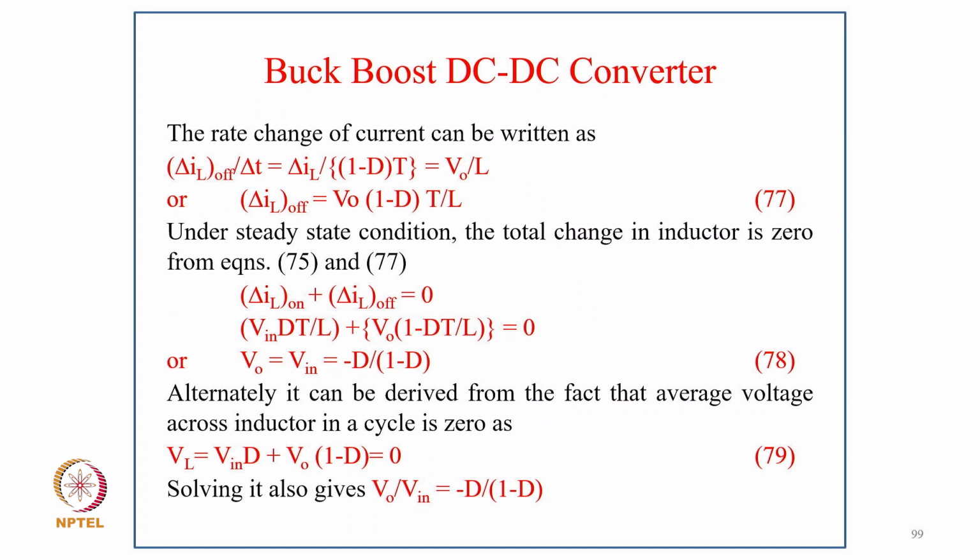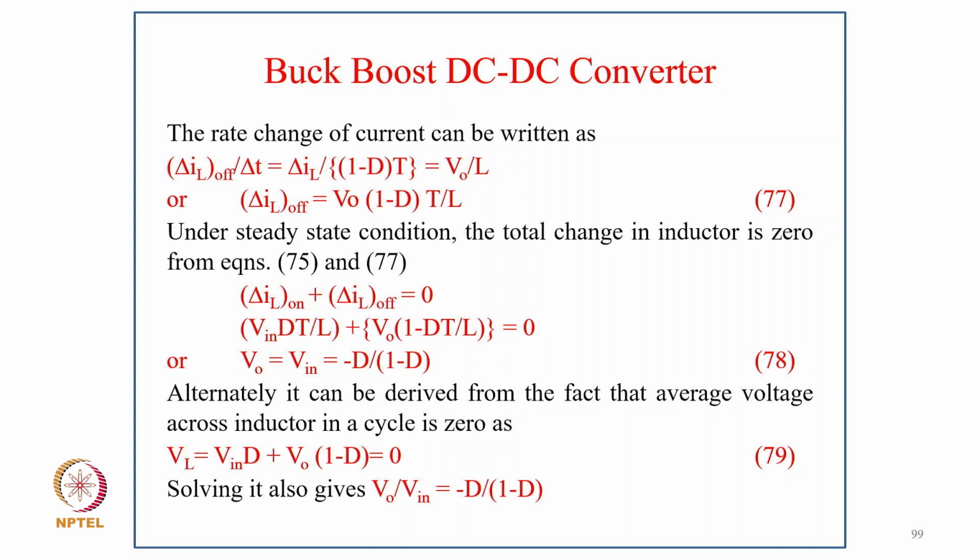So the rate of change of current can be written as delta IL/dt equal to delta IL off, which is (1 minus D) T VO/L for CCM mode, and delta IL off equal to VO (1 minus D) T divided by L. So under steady state the total change in the inductor current is 0. So delta IL on plus delta IL off equal to 0. So Vin DT/L plus VO (1 minus D) T/L equal to 0. So VO equal to Vin into minus D/(1 minus D). The minus sign here represents that the output voltage polarity is reversed.